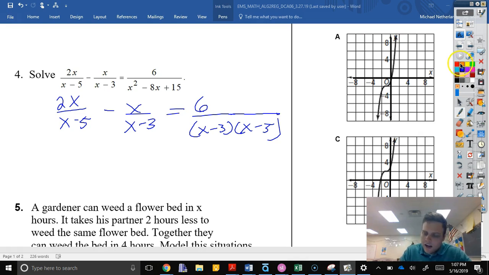So hopefully right now you're like, okay, so outside of Mr. Dillon's weird attempt at fanciness, this side clearly needs an x minus 3 in its denominator.